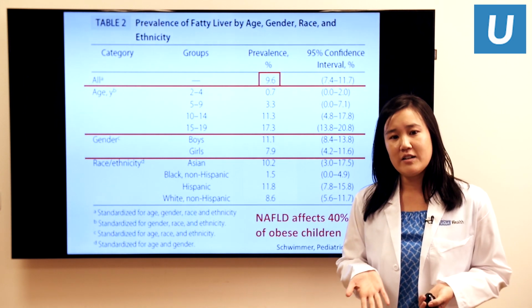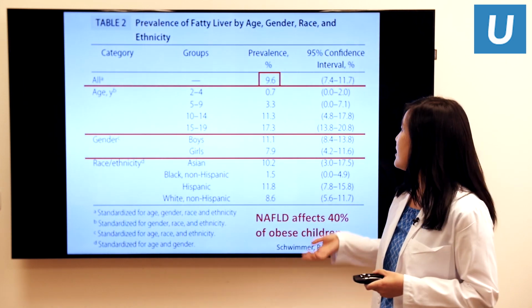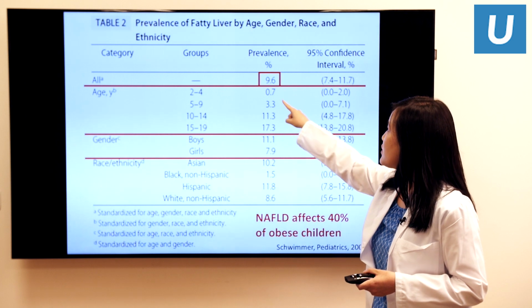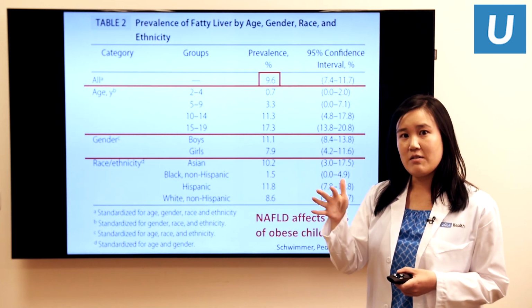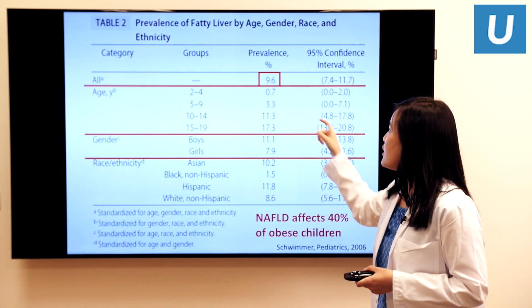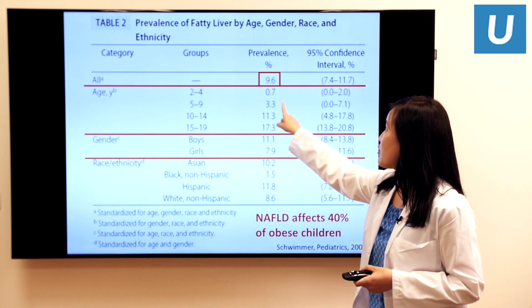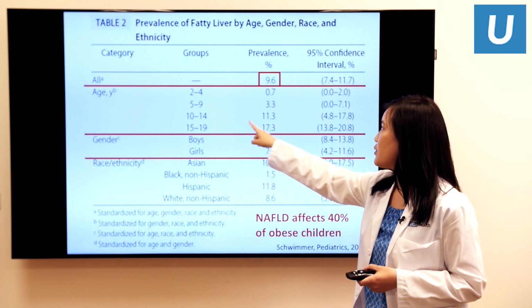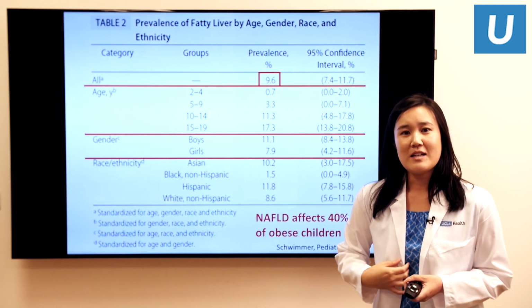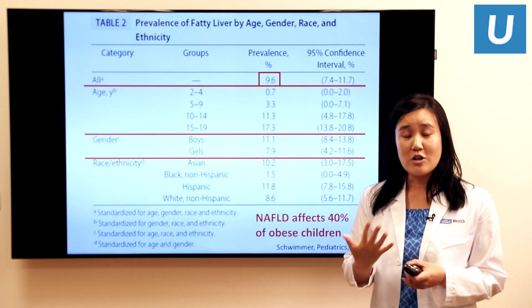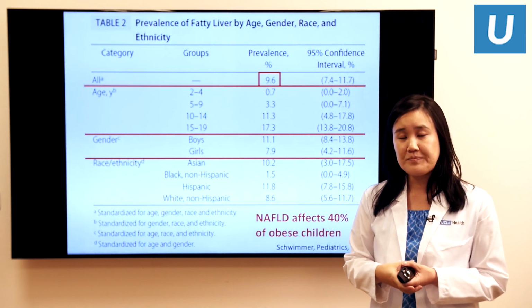The prevalence of fatty liver also varies with age. If you see here, there's an increased prevalence starting at about the age 10 group. So ages 5 to 9, it's a 3% prevalence, and ages 10 to 14 is 11% prevalence. This is important because this kind of guides us on when we start screening patients for fatty liver.